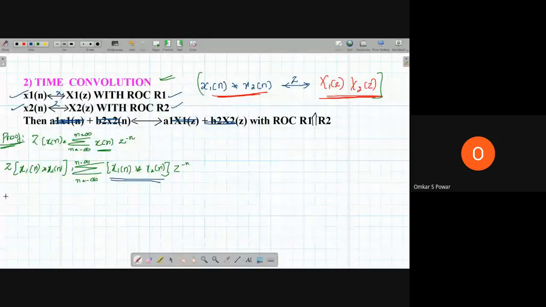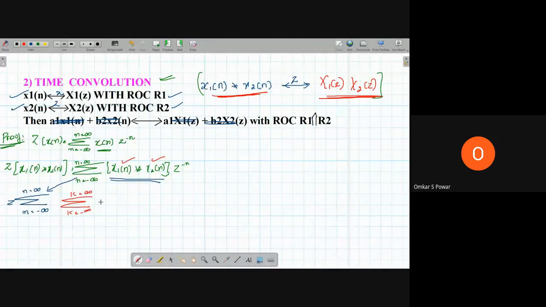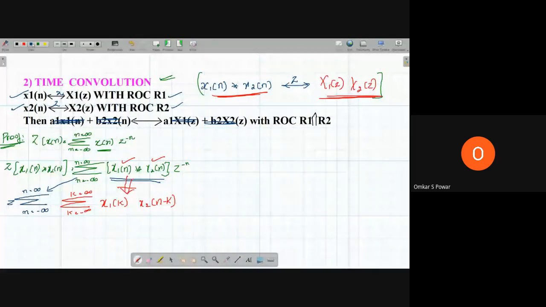So let us simplify this one here. Summation n varies from minus infinity to infinity. So this term I'll write as it is. Now you consider the convolution of x1 of n and x2 of n. So this is nothing but summation k varies from minus infinity to infinity x1 of k into x2 of n minus k. So I have used this convolution formula for this term here. And then finally z to the power of minus n I have to multiply. So for this term I have to multiply.